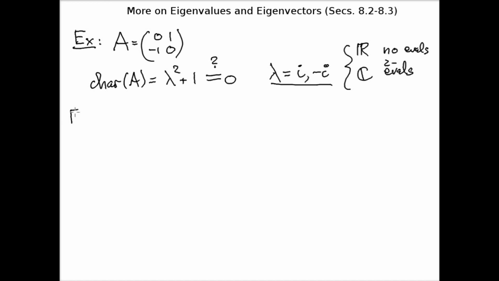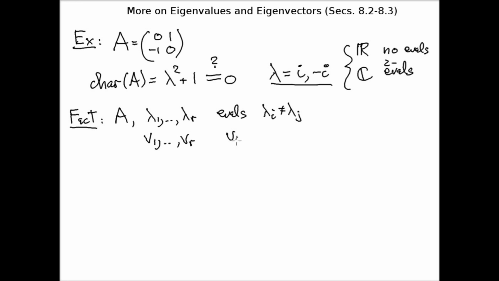All right, now there's a basic fact which is easy to see. You have your matrix A, and suppose you have a bunch of eigenvalues, lambda 1 through lambda r. They're distinct eigenvalues, so lambda i is not equal to lambda j. And suppose I have corresponding eigenvectors v1 through vr, where vi is a lambda i eigenvector. Then the conclusion is that v1 through vr are linearly independent.